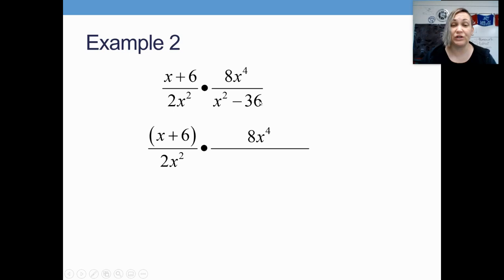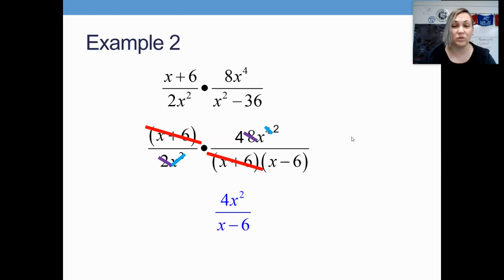For a difference of squares, you write 2 parentheses, you square root each number, and you do one with a plus and one with a minus. So that will turn into an x plus 6 and an x minus 6. Just like our previous example, I'm going to cancel out my x plus 6's. I'm going to simplify my 8 and my 2, and my x to the 4th and my x squared. For my final answer on this problem, I get 4x squared over x minus 6.